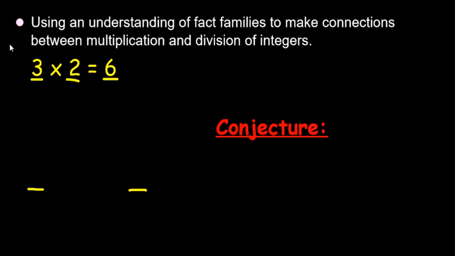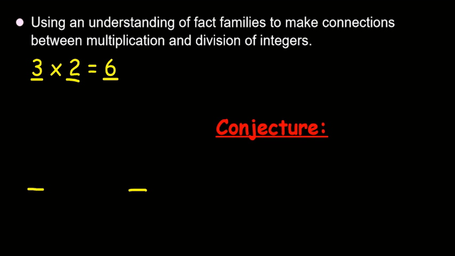Moving on. First, we want to develop an understanding of fact families to help make a connection between multiplication and division of integers. So I'm going to take you back in time. We're going all the way back to second grade when we learned that 3 groups of 2 make 6, or 3 times 2 equals 6.